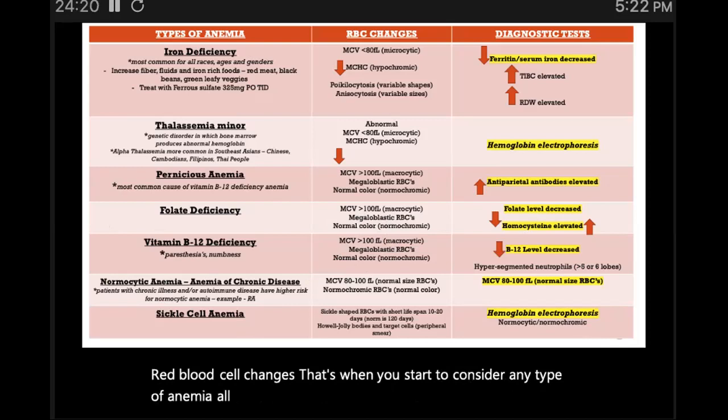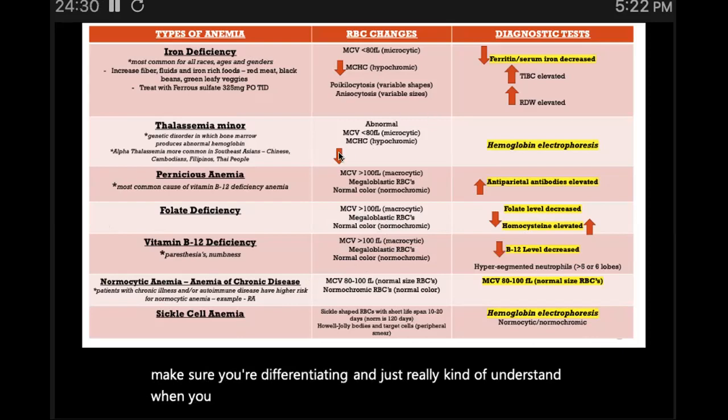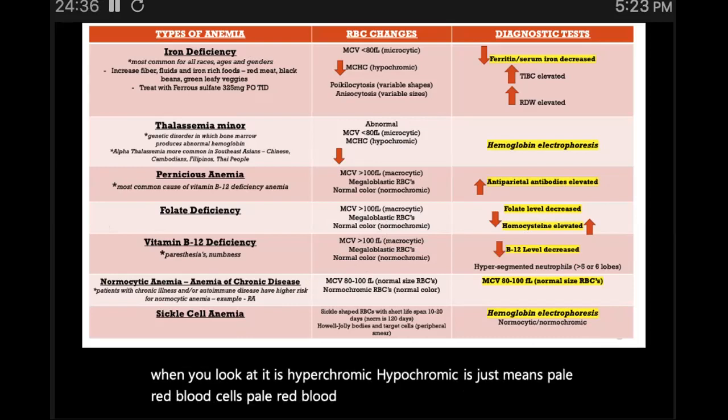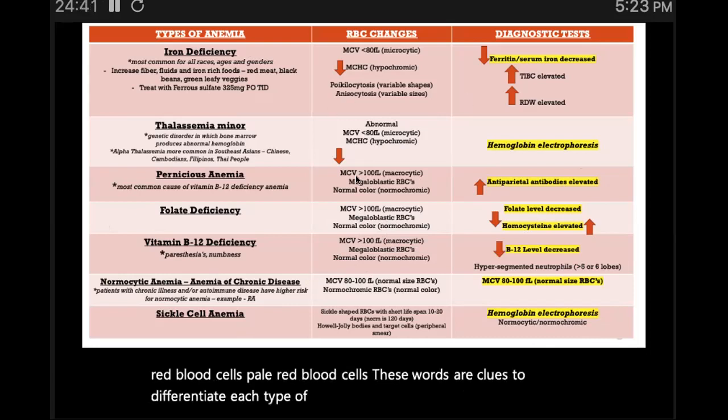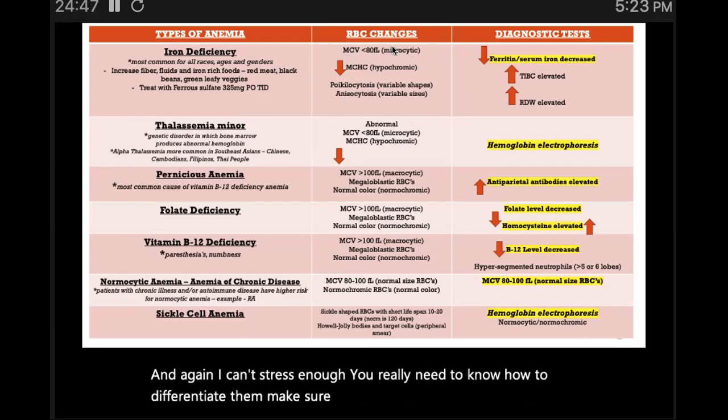Keep in mind when we say the word microcytic, you want to think small versus macrocytic. Another word you want to make sure you're differentiating and just really kind of understand when you look at it is hypochromic. Hypochromic just means pale red blood cells. These words are clues to differentiate each type of anemia. And again, I can't stress enough, you really need to know how to differentiate them. Make sure you're understanding what anemia is microcytic versus macrocytic.